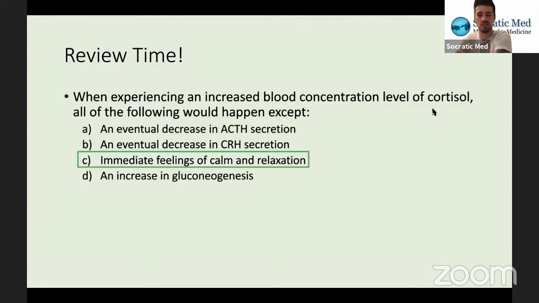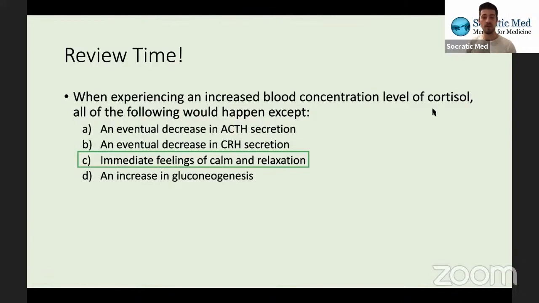So if we see an increase in blood concentration of cortisol, you will see an eventual decrease in ACTH. And you're also going to see a decrease in CRH for the same exact logic. So it acts on the pituitary to decrease ACTH secretion. It also acts on the hypothalamus to decrease CRH secretion. You would also see an increase in gluconeogenesis because that's just another function of cortisol. It mobilizes our glucose storage and it provides energy.